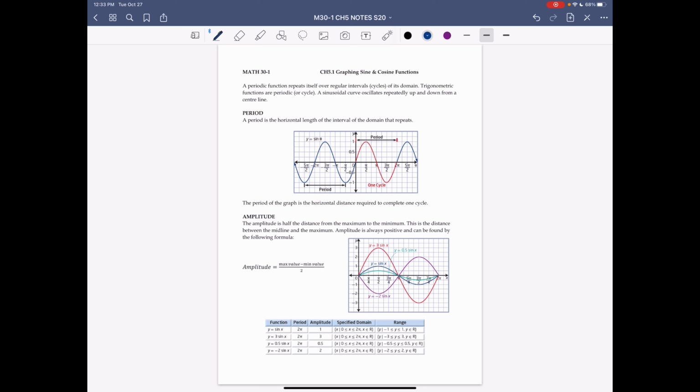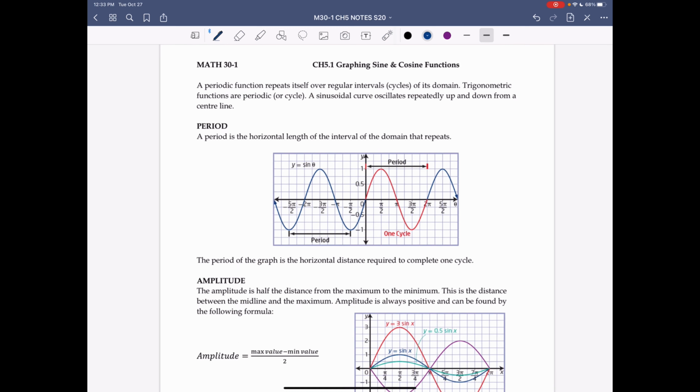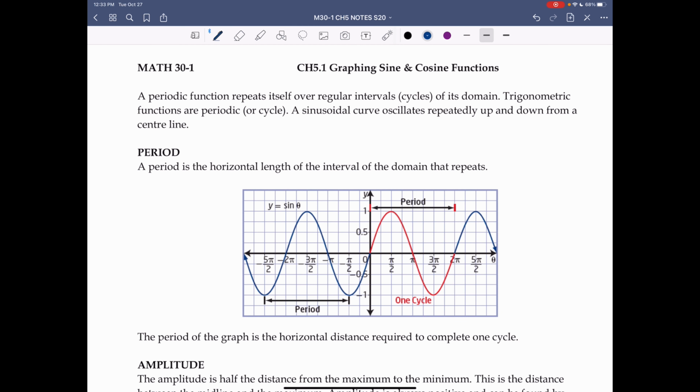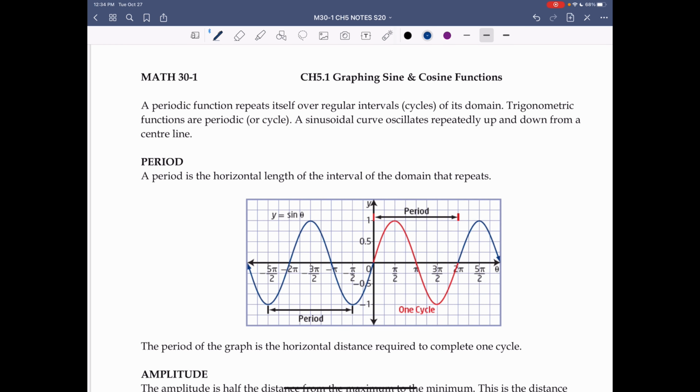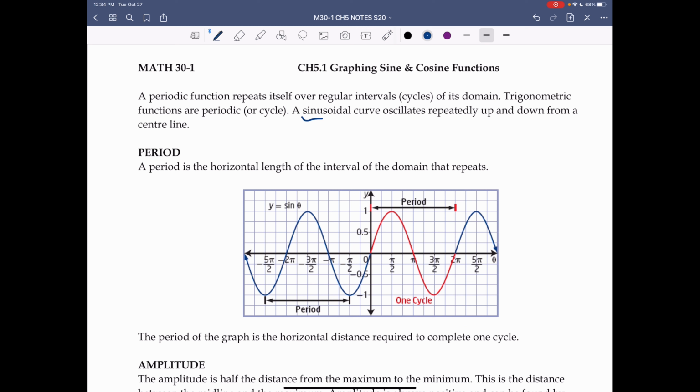Chapter 5.1, Graphing Sine and Cosine Functions. A periodic function repeats itself over regular intervals, called cycles, of its domain. Trigonometric functions are periodic, or cycle. A sinusoidal curve oscillates repeatedly up and down from a center line. Sinusoidal just means a sine curve or a cosine curve.